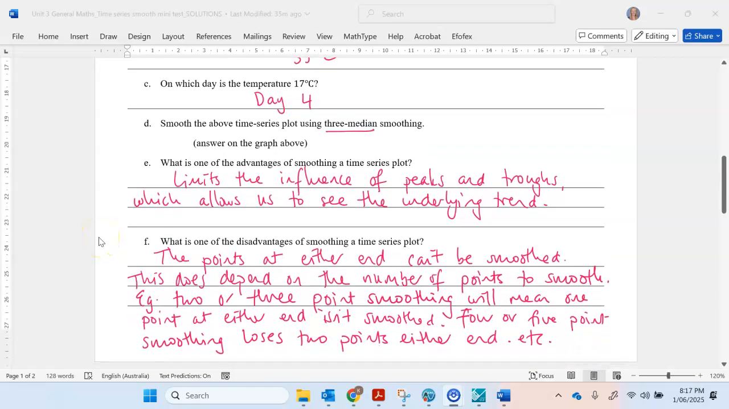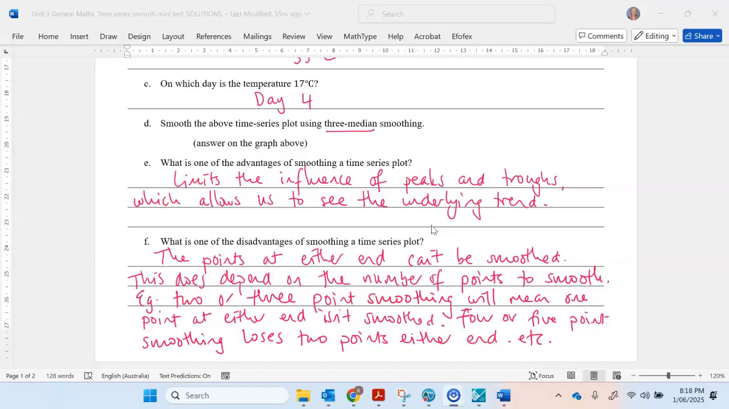Now I noticed with E, I saw that quite a few of you had the same statement, which was, there was nothing wrong with it. So if you had something along the lines of, it limits the influence of peaks and troughs, which allows us to see the underlying trend. That's what I just thought of.